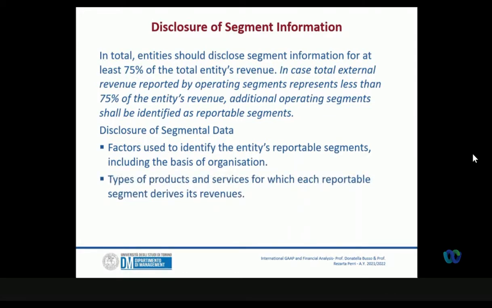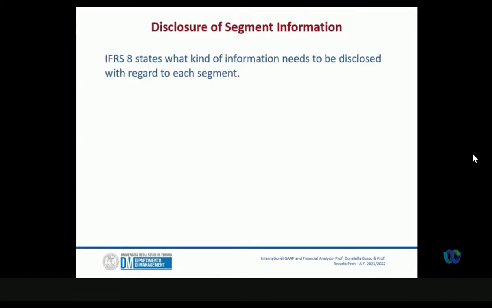Another thing is the type of products and services from which each reportable segment derives its revenue. And as we said, various operating segments maybe are not related to specific products. Sometimes a reportable segment is related to selling or offering a specific product, but sometimes they are not. So we have to provide this information. For each of the reportable segments, where are we deriving our revenue? From which type of product or from which type of services that we offer?